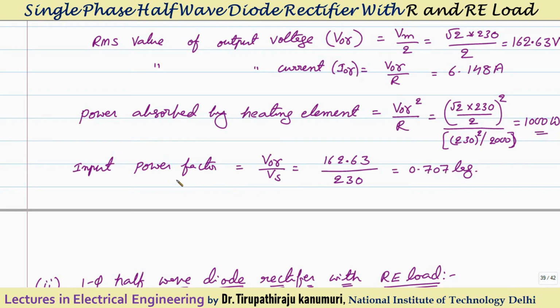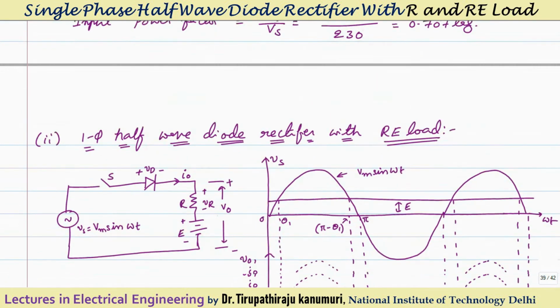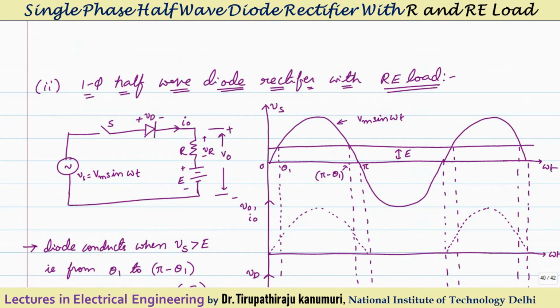Now the input power factor will be equal to VOR divided by VS for a resistive load. So this will be equal to 0.707 lagging. It is 0.707 lagging. Let us proceed further.